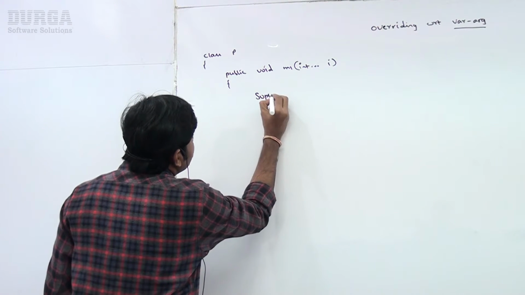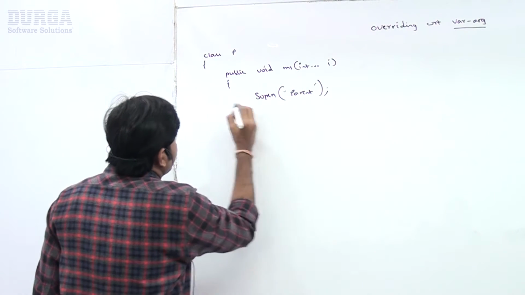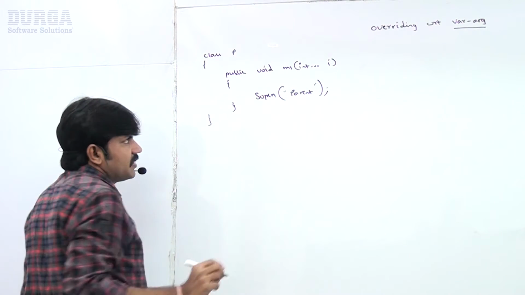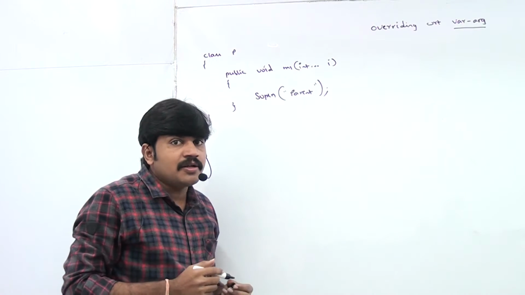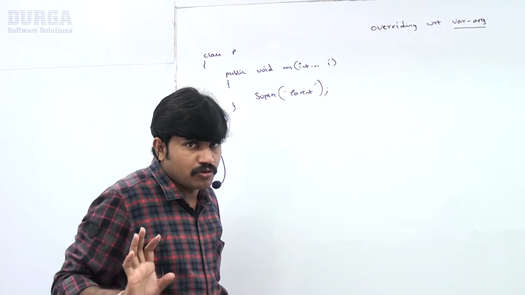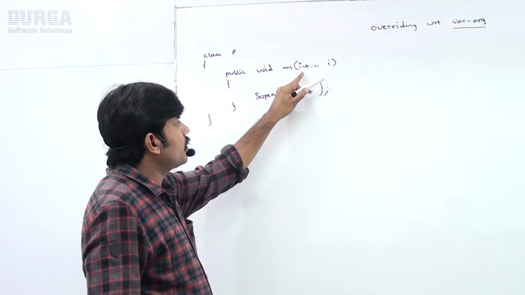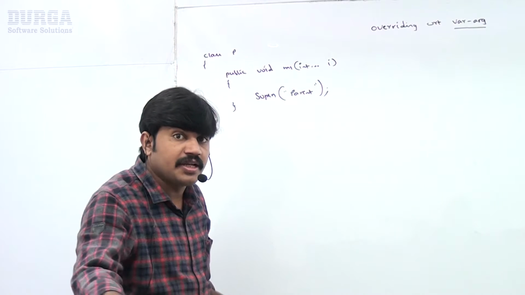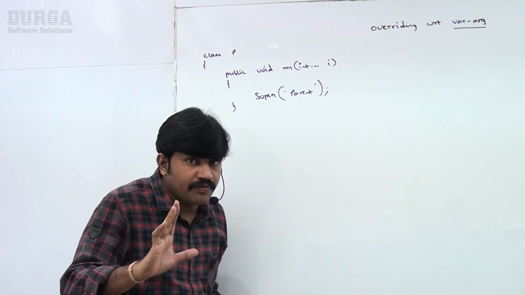Here, System.out.println("parent"). Sir, in the last sessions we covered what this is. It is a var-arg method. You can call this method by passing any number of int values, no problem at all. If you want, you can declare a var-arg method which can take any number of string values, but this var-arg method can take any number of int values, right?